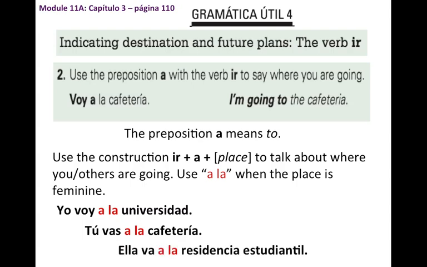Repitan, por favor, ella va a la residencia estudiantil. Ella va a la residencia estudiantil. ¿Qué significa en inglés? She is going to the student residence, which is feminine, so you use a la.